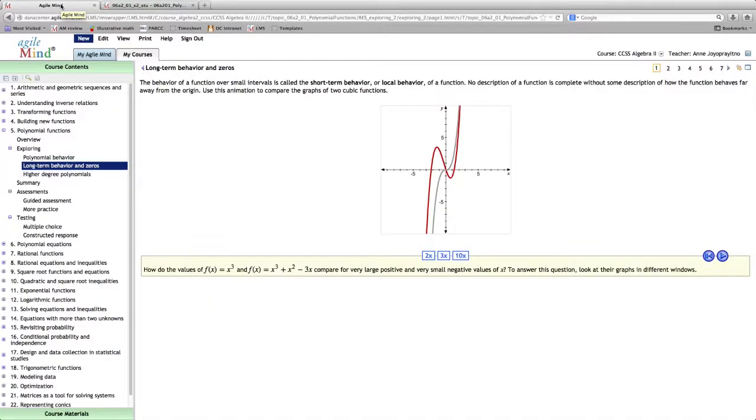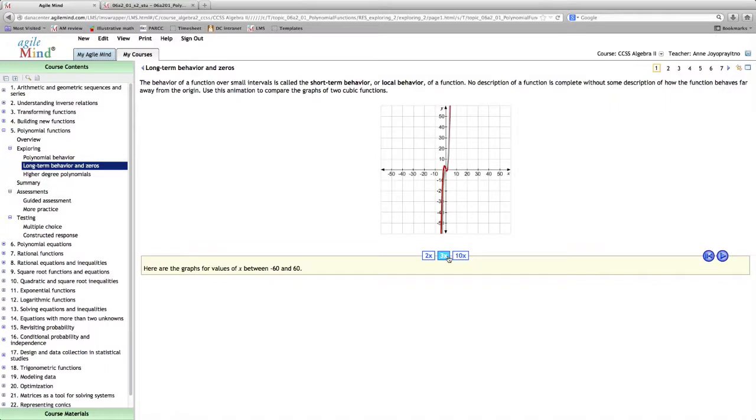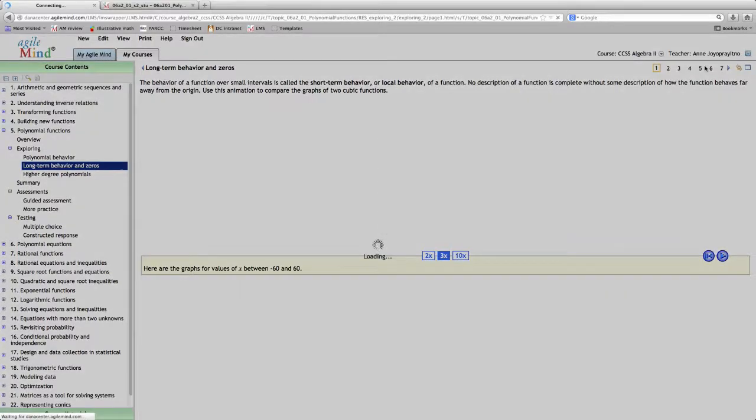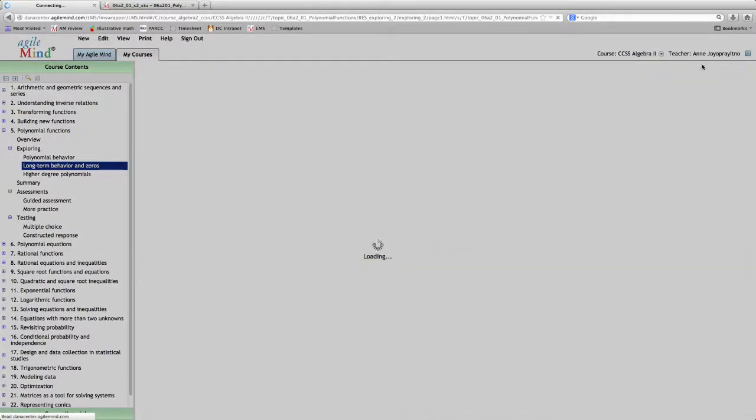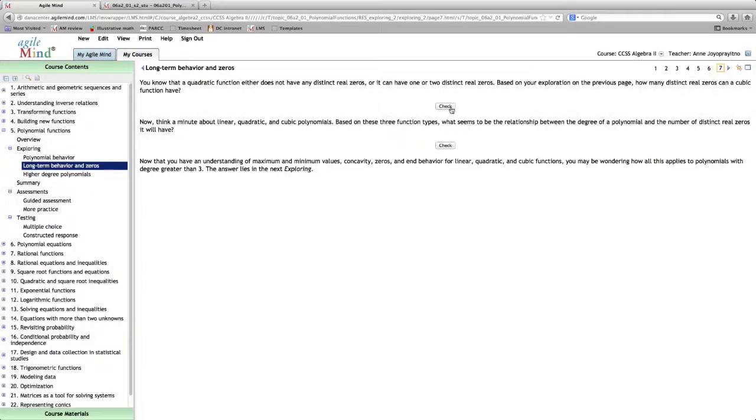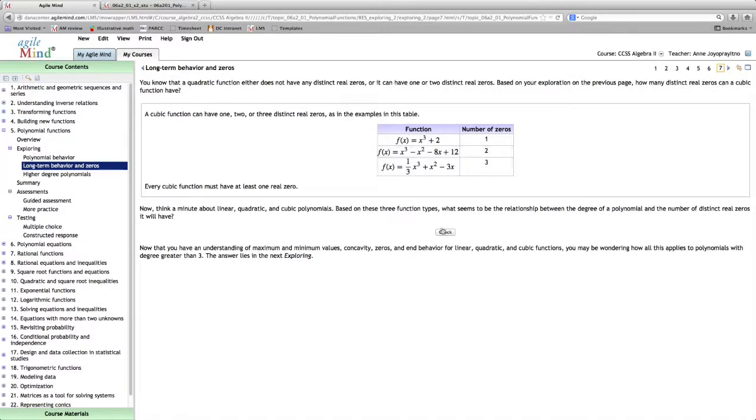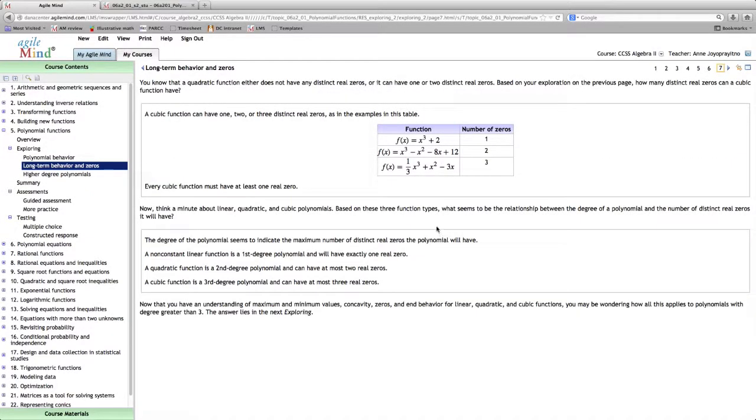In the second exploring, students take an in-depth look at the end behavior and zeros of polynomial functions. Again, language and notation are introduced to students as they communicate about functions. Students interact with animations to quickly explore different polynomial functions and then make conjectures about the number of real zeros.